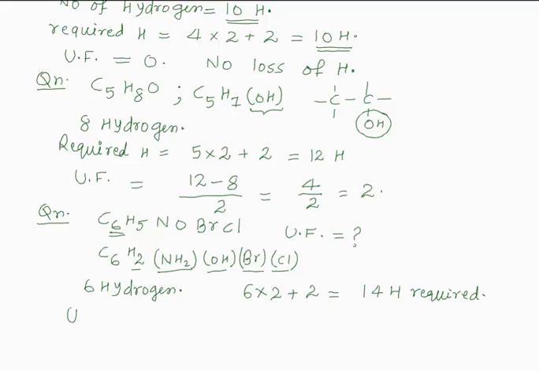So we can calculate unsaturation factor, and this equals 14 minus 6 divided by 2, that is 8 by 2. So we have 4 unsaturation factor. Unsaturation factor is also called index of hydrogen deficiency. So in this case we can say we have 4 index of hydrogen deficiency. In short it is simply called IHD. So we have 4 IHD.